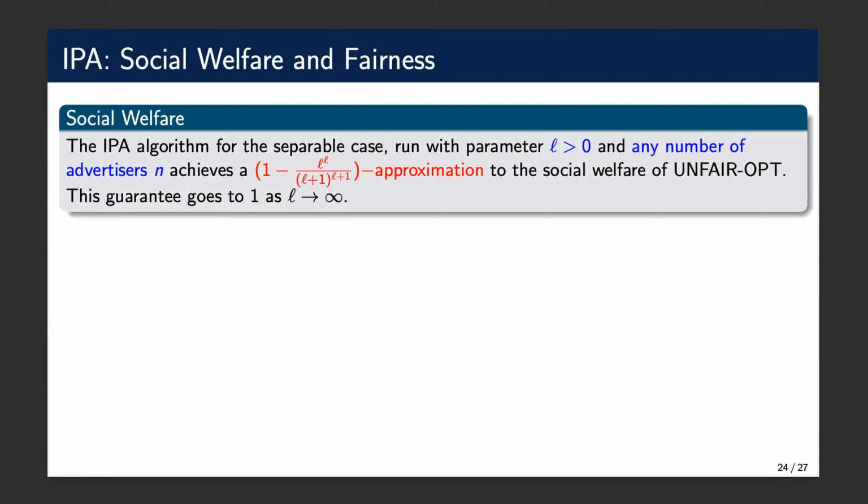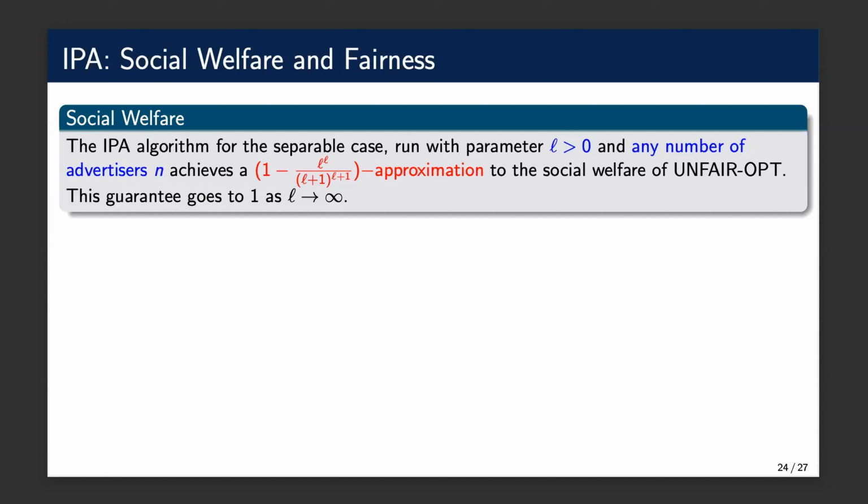So what guarantees do we get? Regarding social welfare, we get a 1 minus L over L to the L over L plus 1 to the L plus 1 approximation. What we need to understand from this value is that it goes to 1 as L goes to infinity. What that means is that as L goes to infinity, our allocation is really becoming like the allocation that was maximizing the social welfare.